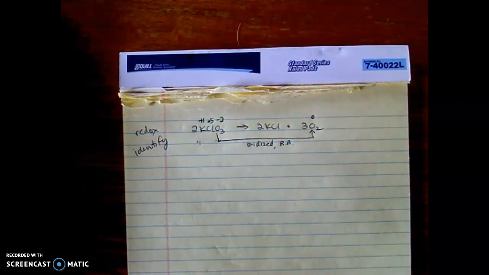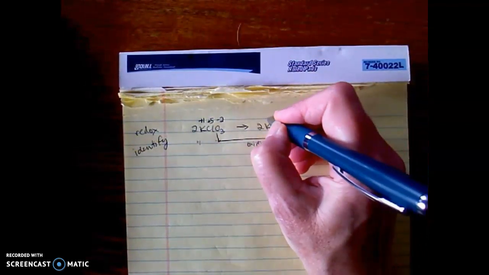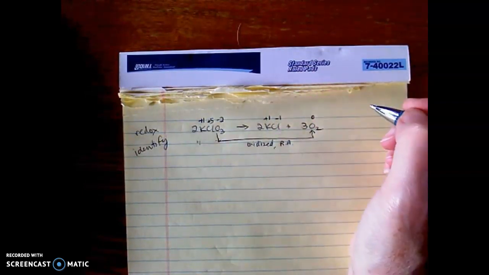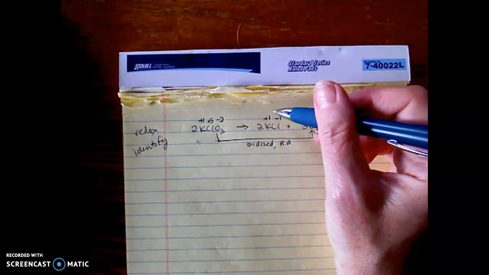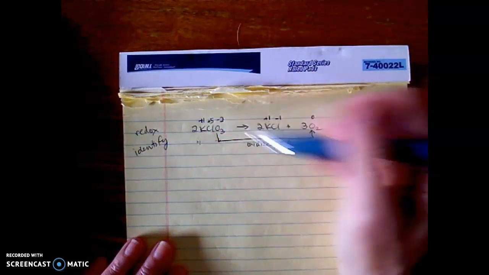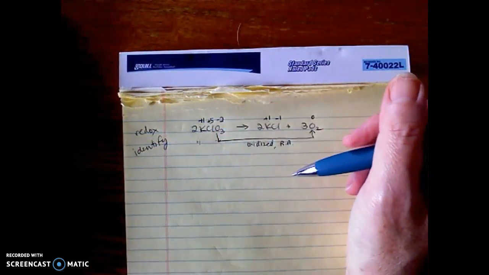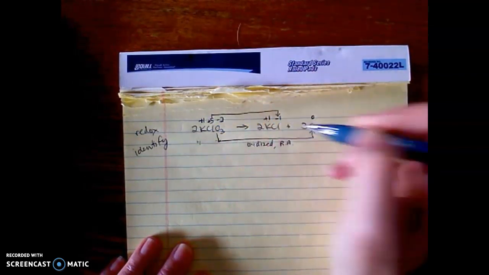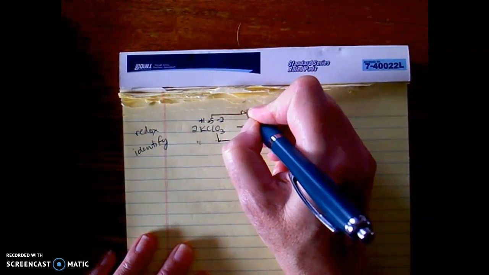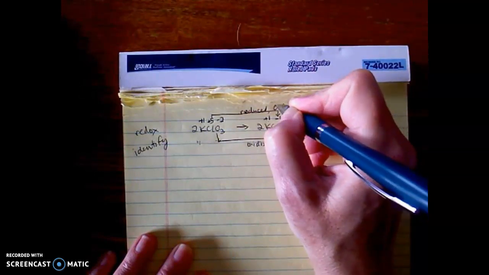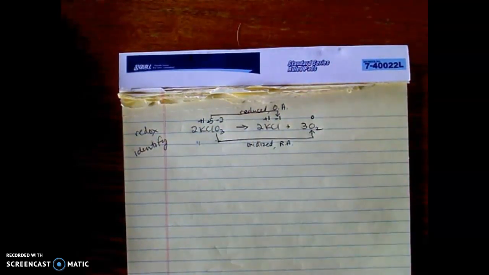Now I just have to figure out which one is being reduced and therefore is the oxidizing agent. So I have to look at these. Again, potassium is +1, chlorine -1. Going back to your rule 2s, those are your common ionic charges. So you can see potassium did not change, so it did not go through reduction or oxidation. However, your chlorine went from a +5 down to a -1. That means it is reduced and therefore is our oxidizing agent. It causes the oxygen to be oxidized.